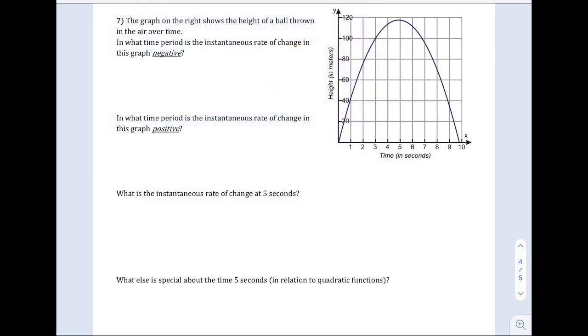It says the graph on the right shows the height of a ball thrown in the air over time. What is the time period where the instantaneous rate of change in the graph is negative? Well, that would be where it's falling. So I would say everywhere after this top spot. So I would say all of the time between 5 and where it ends at about 9.8 is where the graph is negative. So we could say when x is greater than 5. So the right side of the graph is basically what that's saying, because it's negative because it's falling from left to right.